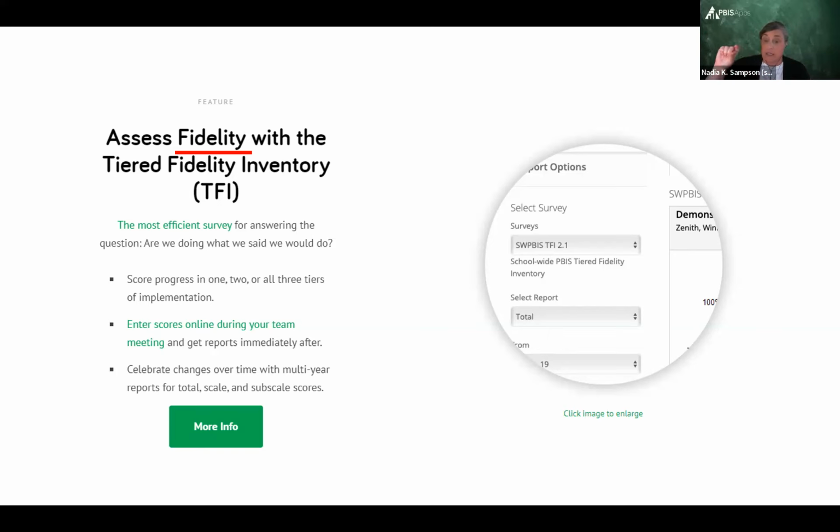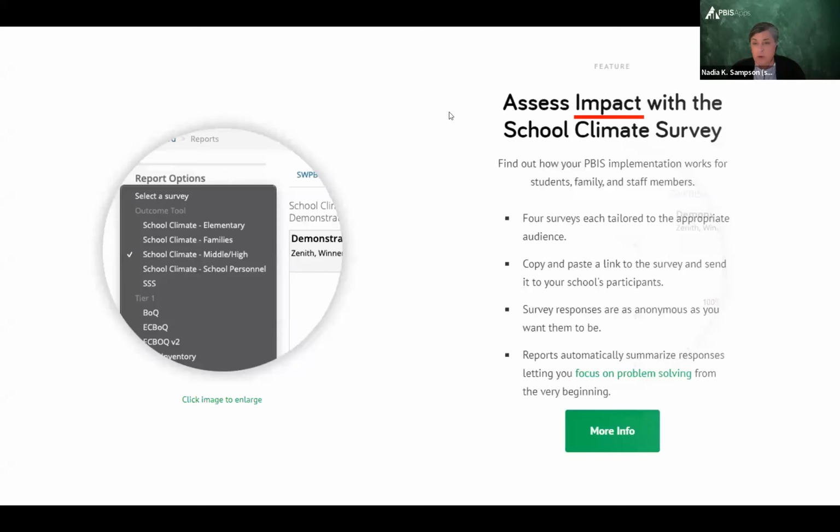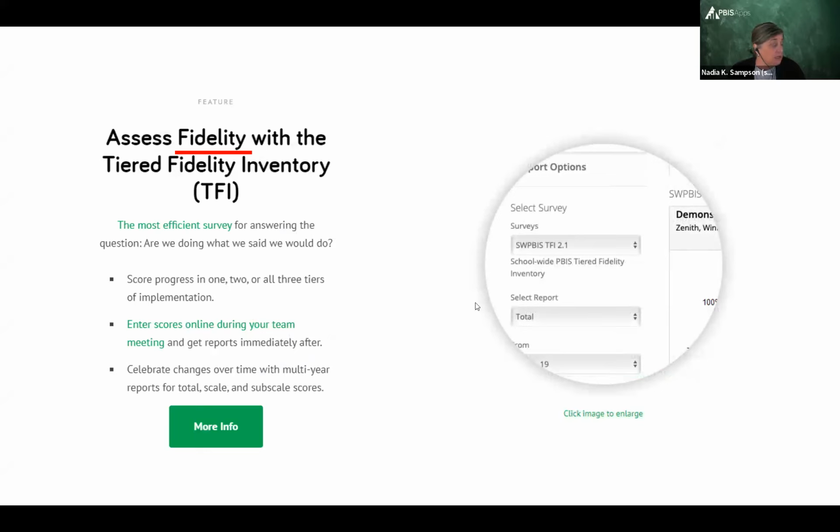You can click on demos, and there's an opportunity to look at each one of these tools, and it gives a description of each one of the surveys. So you have a better idea of what each one of them does, what it measures. I'll also show you under resources where you can see some of these tools. But this is just an example of some of the tools and what they do. So this first one was the Tiered Fidelity Inventory. What does it do? How do we use it?